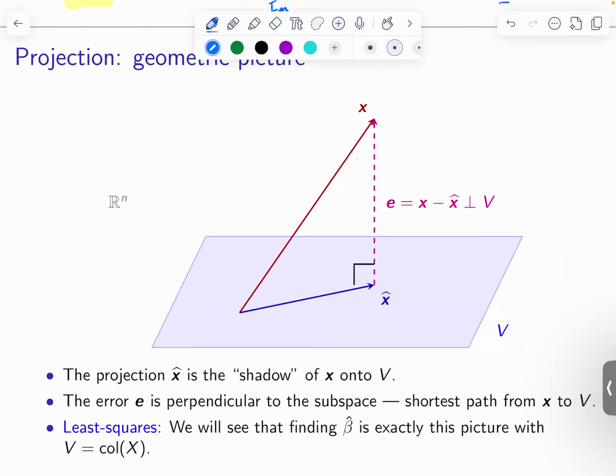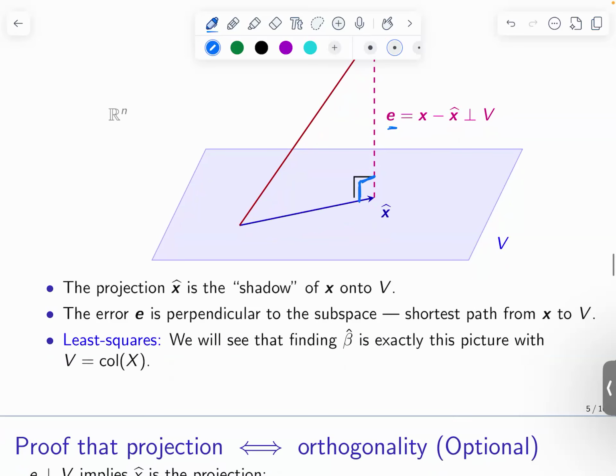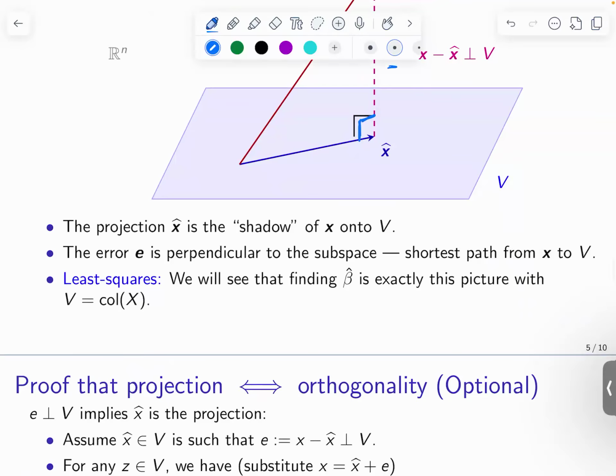So for every vector X, I have this basic geometric picture. We project X onto V, you get X hat, and the error is orthogonal to V. Or you can think of the projection as the shadow if you shine a light on top onto V, and the error is perpendicular to the subspace, as well as being the shortest path.